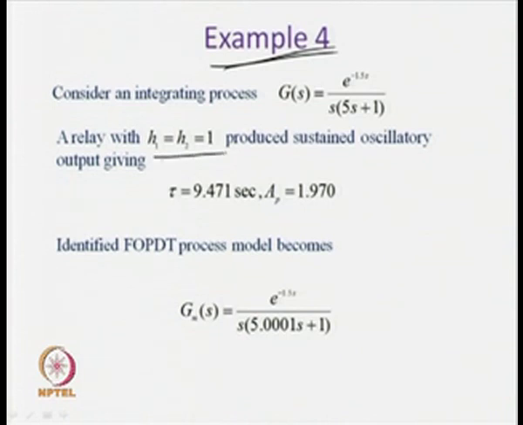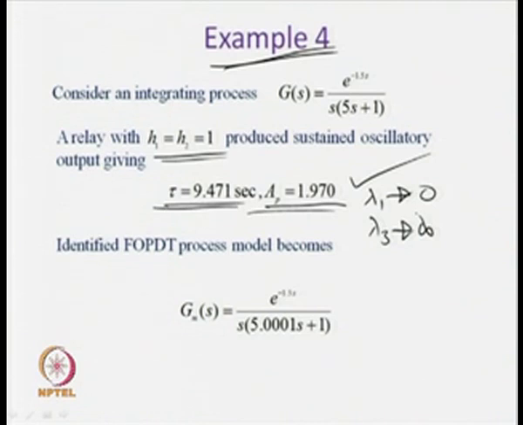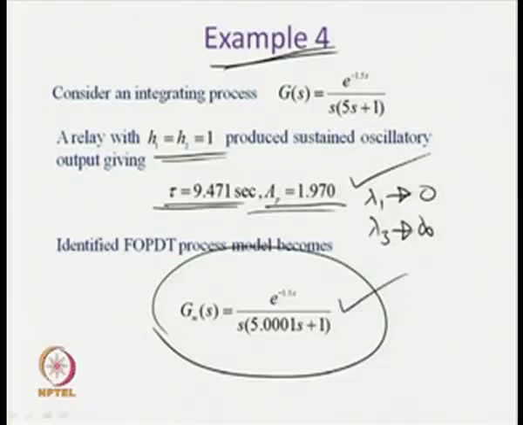Now, a symmetrical relay produced sustained oscillatory output giving half period as tau equal to 9.471 seconds and AP as 1.970. Now, with the substitution of, again I am repeating, the lambda 1 tends to 0 and lambda 3 tends to infinity, and using the analytical expressions, it is possible to find the transfer function model for the integrating process as e to the power minus 1.5 s upon s times 5.0001 s plus 1. Again it shows that it is possible to obtain accurate transfer function models using the 4 analytical expressions.